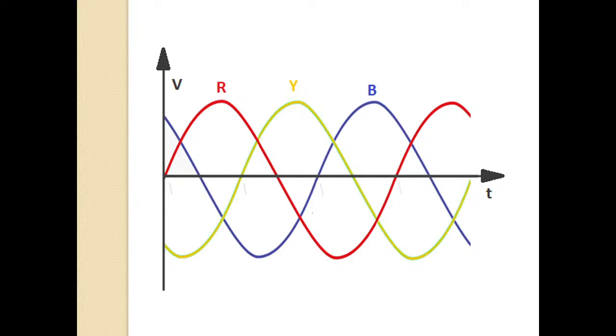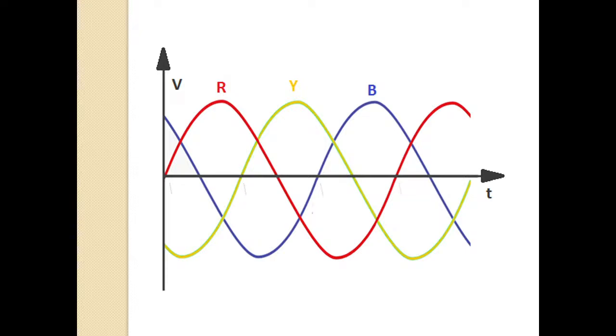So the supply that is given is a three-phase supply to the stator windings. You can see R, Y, and B. These are the three phases. I have been telling you that a rotating magnetic field is produced in the stator windings.